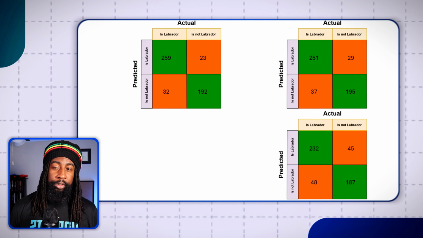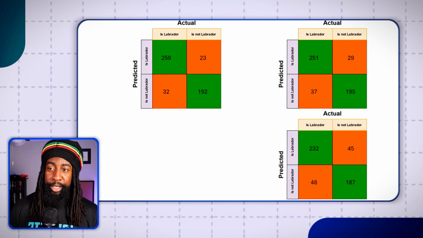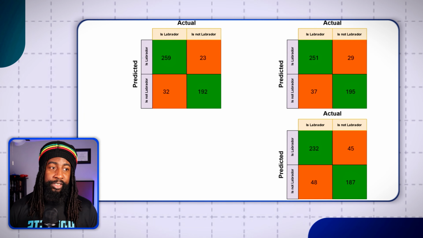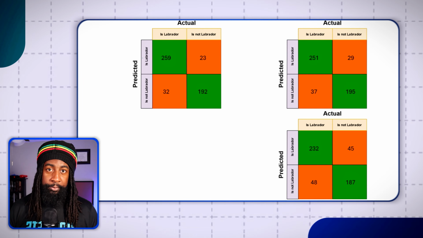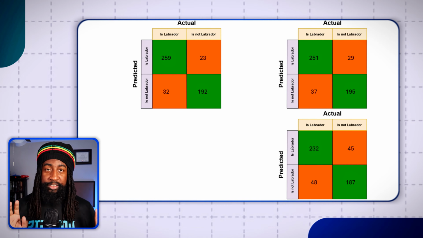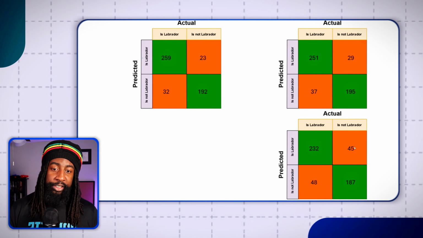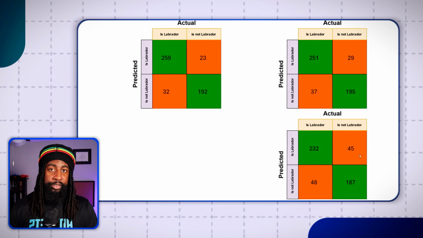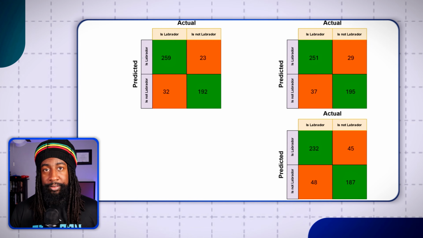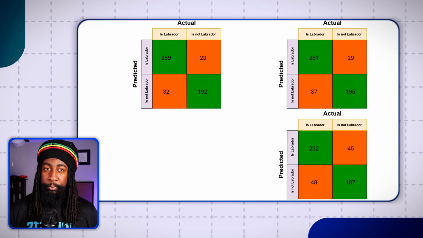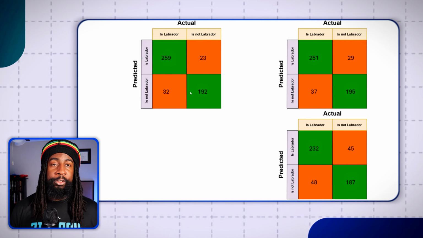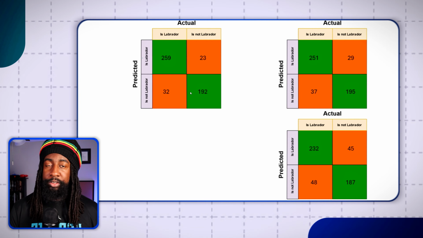That is a total of 451 times that it's guessed accurately out of the total data set that we have. The next one we see 251 and 195. That is a total of 446 that it has guessed correctly. And then we move on to the last one, the bottom here, and that is 232 and 187, which is a total of 419. So of the 3, we would say the machine learning algorithm guessed correctly the most amount of times on logistic regression.